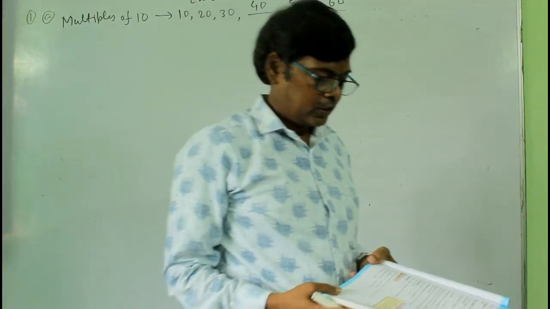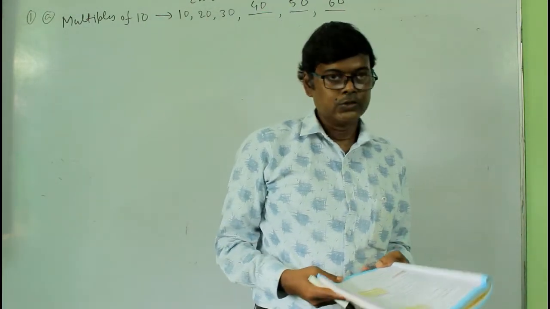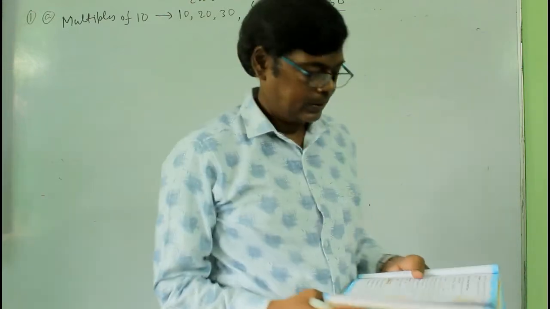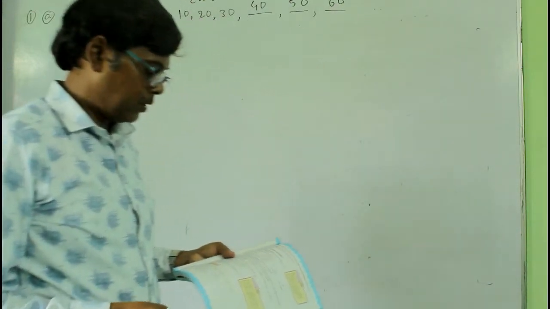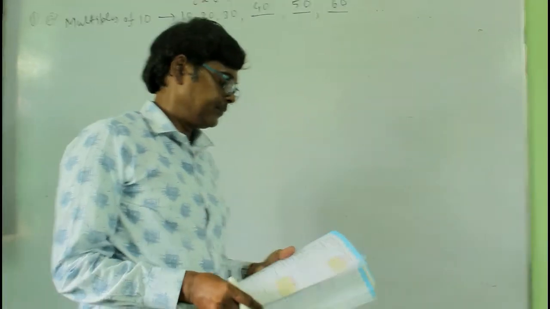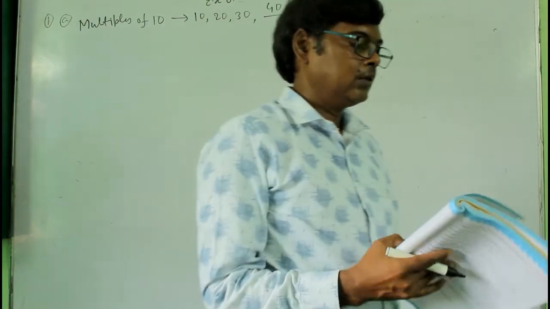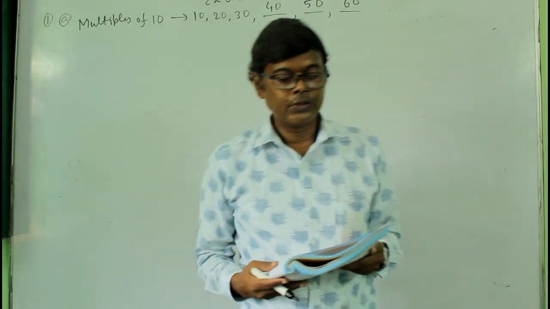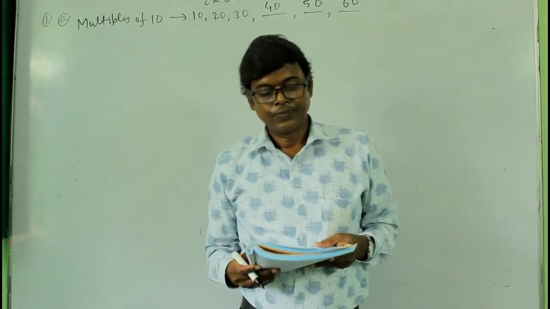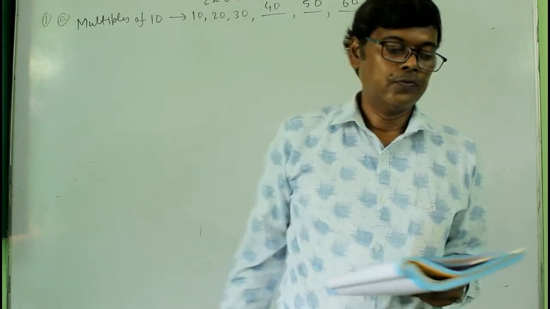Similarly, you can solve question number B also, multiples of 100. Multiples of 100 and multiples of 1000. Next is question number 2. Observe the numbers and fill in the blanks.